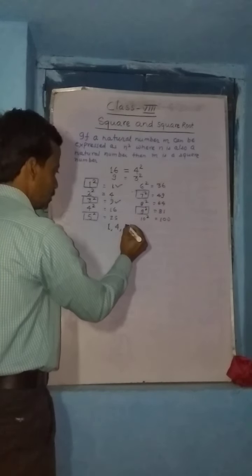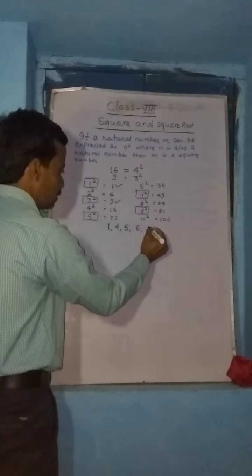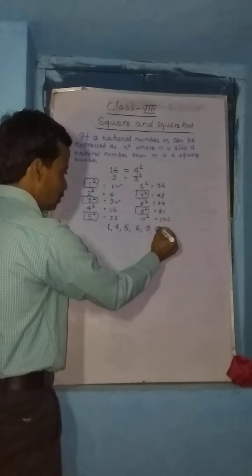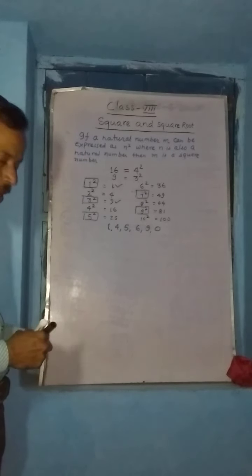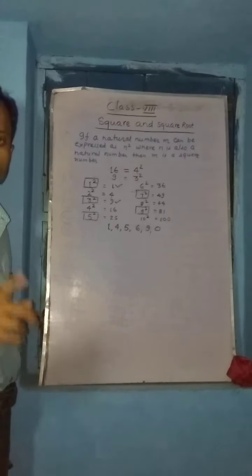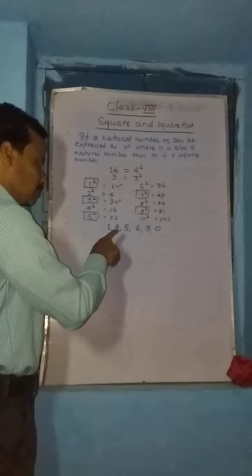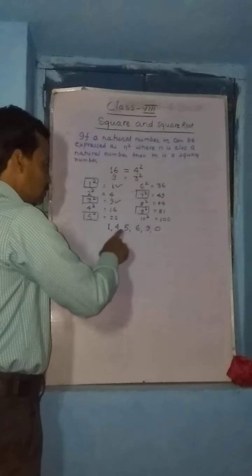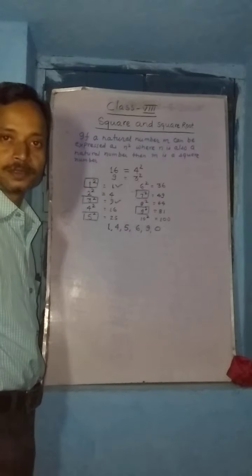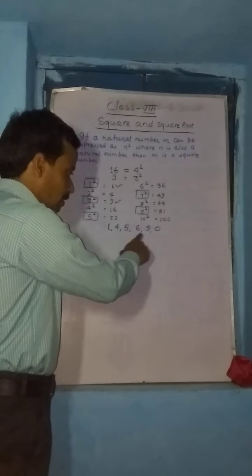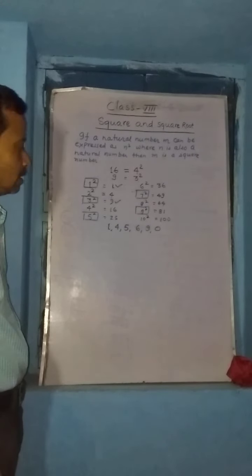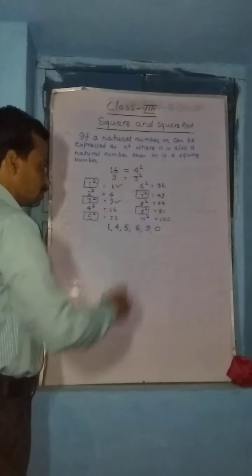Four, five, six, nine, zero. So we see that the last digit of a square number must be one of these digits. Any square number must end with one of these digits.